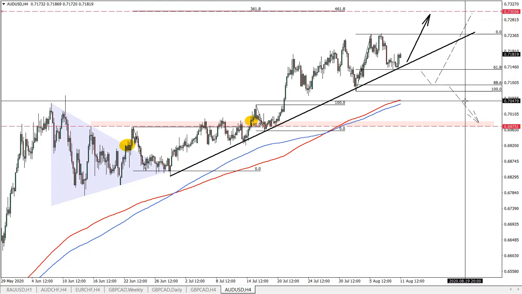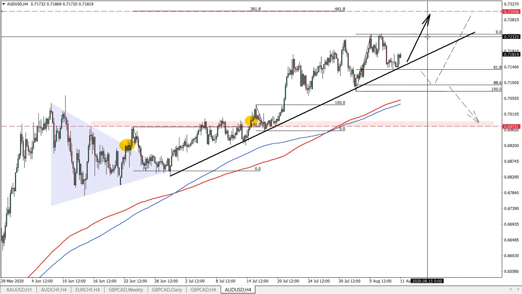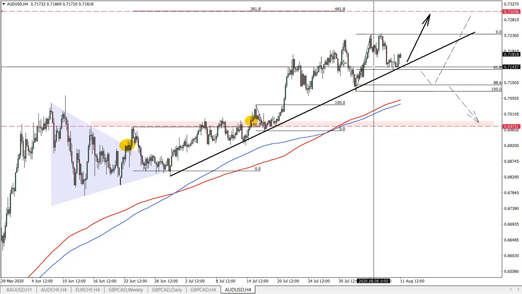It's not that big, it's about 120 pips. Along with the multiple other Australian dollar pairs, I do expect the Australian dollar to continue to be strong.